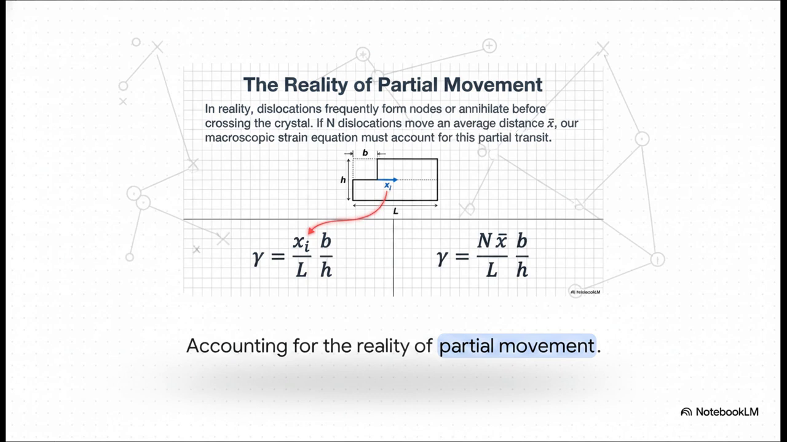In the real world, dislocations frequently form nodes, or they completely annihilate each other before they ever cross the entire crystal. Because of this, our macroscopic strain equation has to logically account for this partial transit. We absolutely cannot just assume that every single defect travels neatly from one edge to the other.